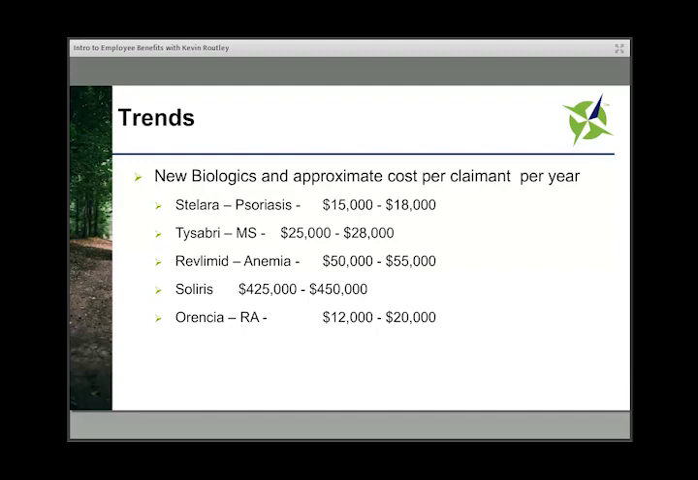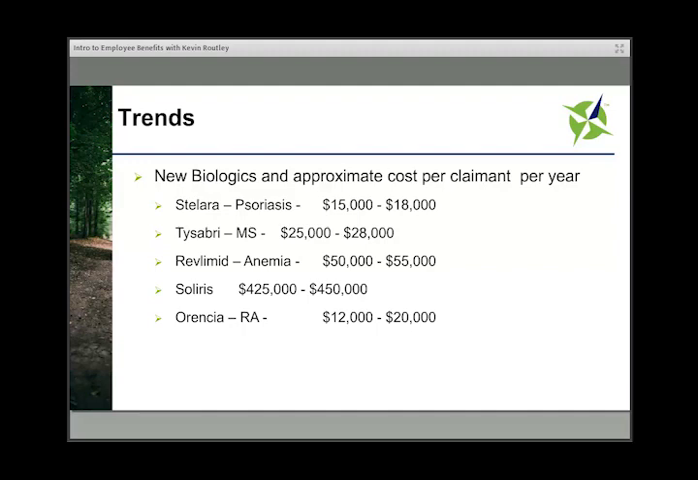To take a look at some simple biologics, these are some that we see. Stelara for psoriasis, $15,000 to $18,000 a year. Tysabri, which is for MS, $25,000 to $28,000. Anemia medications, you can see the cost. Soliris, which I would think there's only about 12 cases in the entire country. If one falls on your program, it's going to be really costly. Or Orencia, which is used for rheumatoid arthritis and has a cost between $12,000 and $20,000 depending on the dosage.